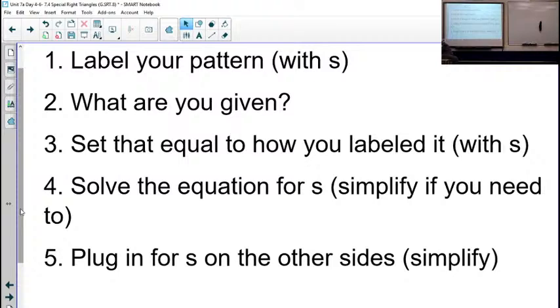And then finally, we're going to plug in to the other sides for S. And again, simplify with the square roots and stuff if we need to. We're going to plug in with our pattern to figure out what the other sides are. So if you like seeing that kind of step-by-step process and having something to follow for that, then that's what it looks like.